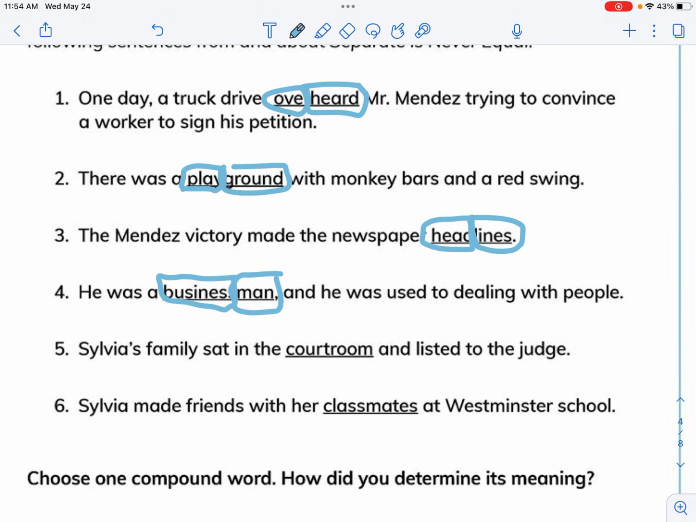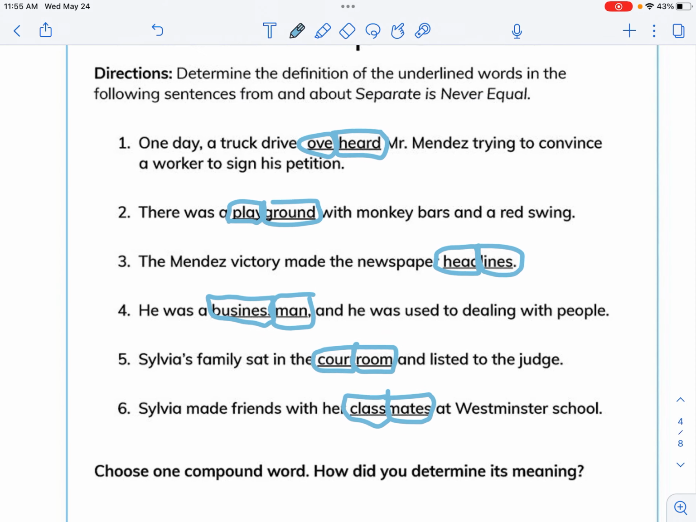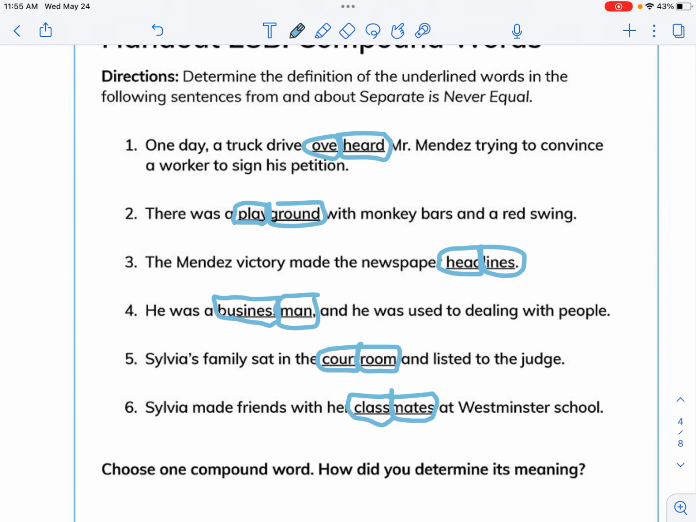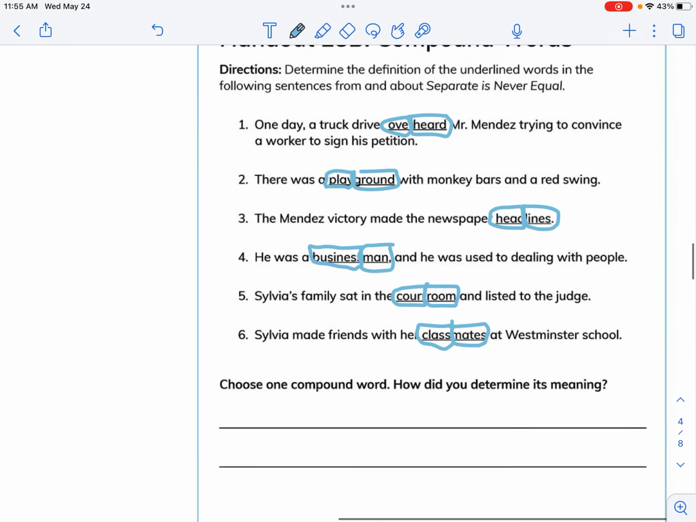Number 5, Sylvia's family sat in the courtroom and listened to the judge. We have court plus room equals courtroom, a room where they have court. Sylvia made friends with her classmates at Westminster School. Class plus mates equals classmates. Mates are like people or friends in their class.